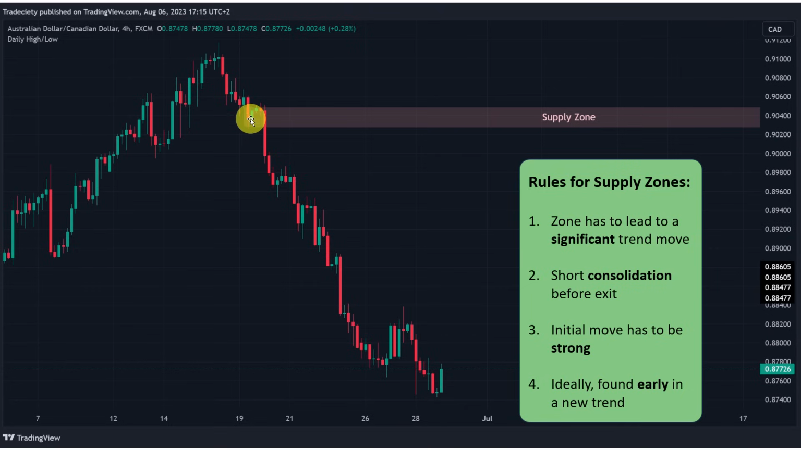Also, you don't want to see that the consolidation is very deep, so you want to see a very narrow consolidation. We want to see that the initial move out of the zone is very strong. Here we have a very large candle that breaks out of this zone. And ideally, you see that the supply zone is found very early on in a new trend. And you can see we are very close to the top, not the absolute top, and that's rarely what you find using supply and demand, but the zone is very close to the top.